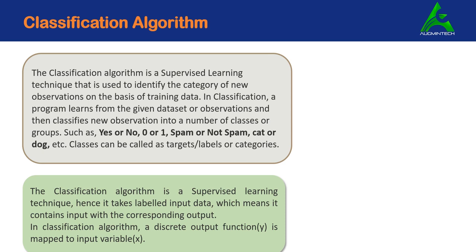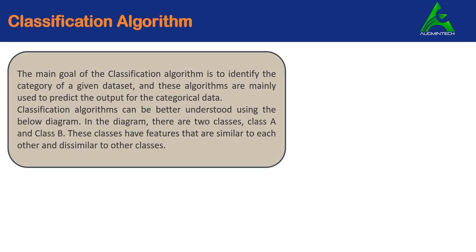One of the best examples of machine learning classification algorithm is email spam detector. The main goal of classification algorithm is to identify the category of a given set, and these algorithms are mainly used to predict the output for categorical data.